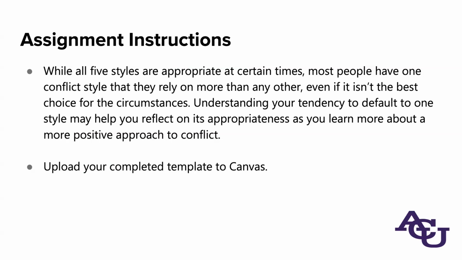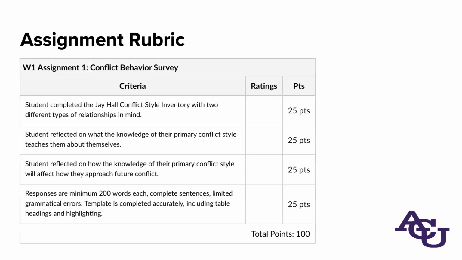Let's take a look at the rubric for it. So you need to complete it with two different types of relationships in mind. So if you're going to do two friends, make sure one of them is the best friend and the other is a casual friend or something like that.